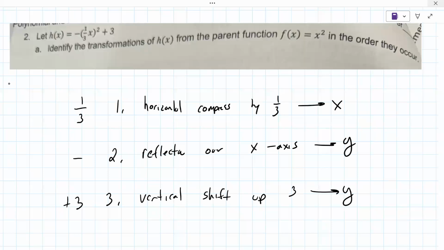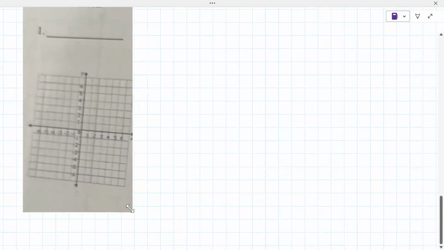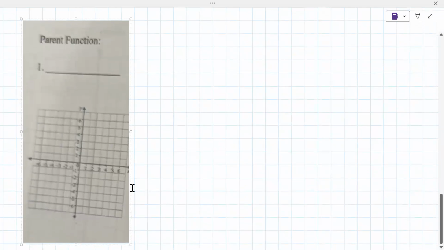Let me know when you get that down. Okay, got it down. All right. So let's graph the parent function first at number 1. What is the parent function for this problem?